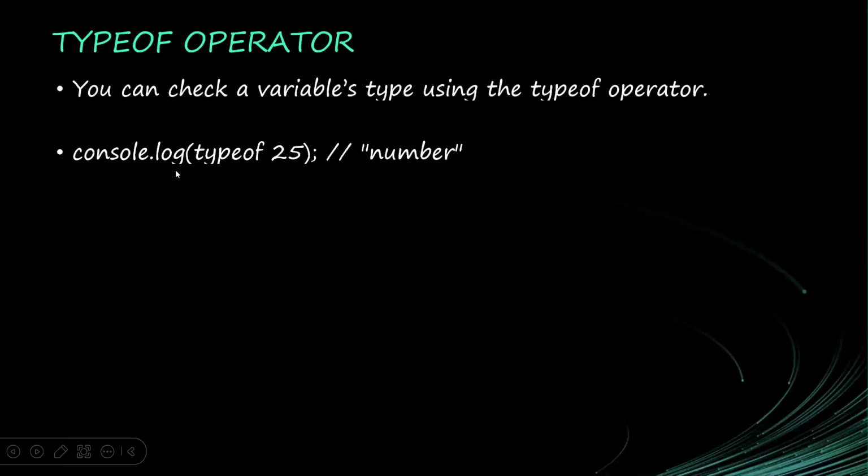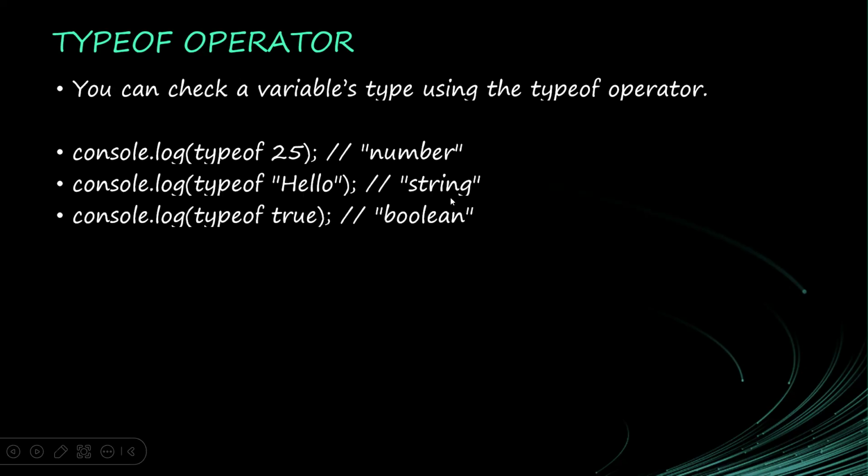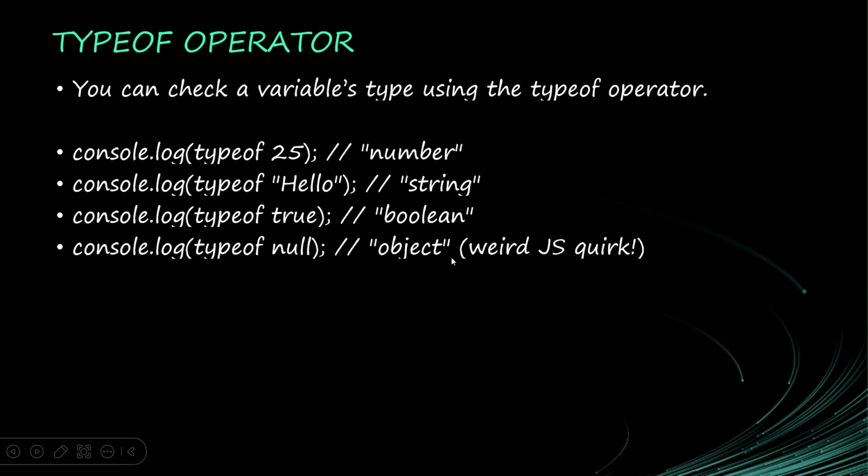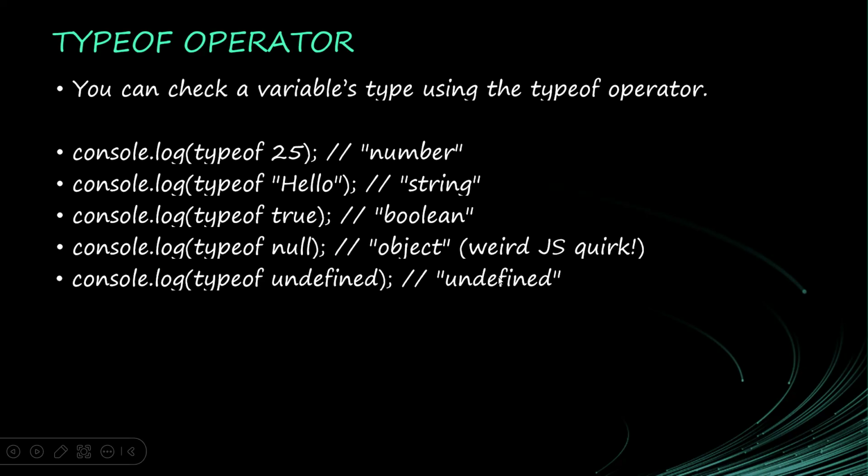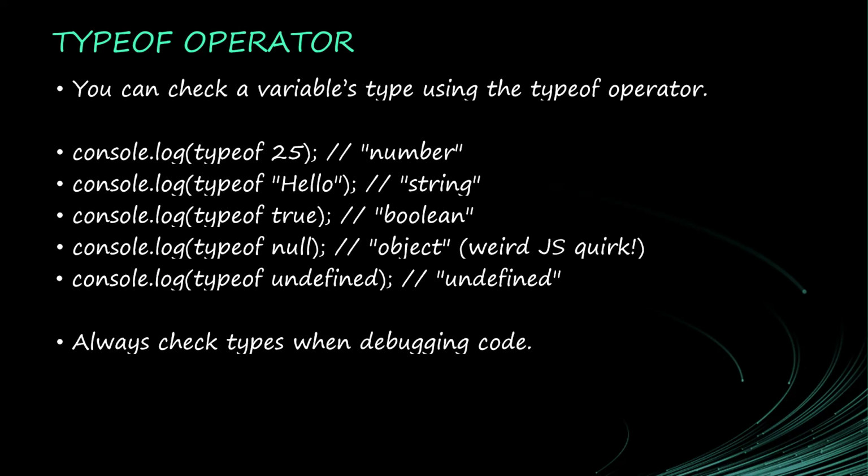So in this case, we are doing typeof 25. 25 is a number, so the data type is number. Typeof hello is string. Typeof true is Boolean. Typeof null is object. You see, this is a weird JavaScript quirk. This is an issue JavaScript had when it was created, but they weren't able to correct it. Typeof undefined is undefined. As a programmer, you're going to make use of all these things. So just make sure you understand this as I'm explaining here.